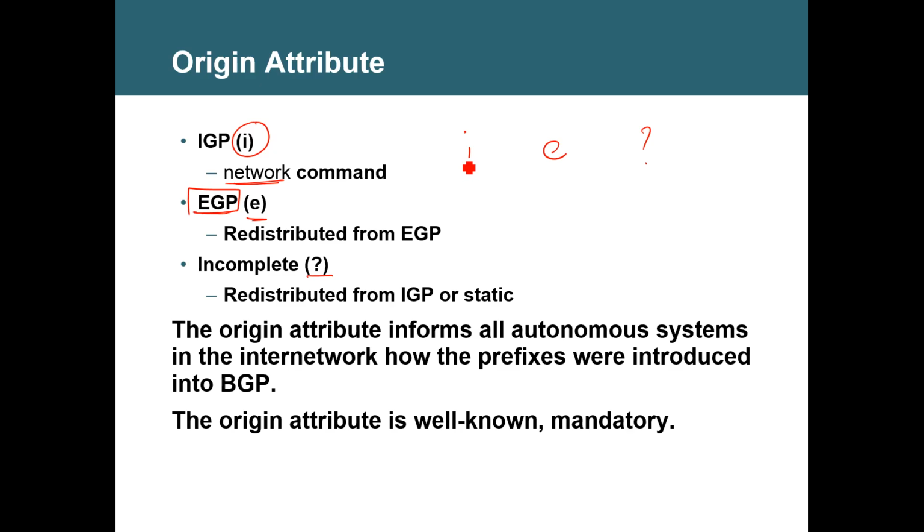Right? So the origin attribute informs all autonomous systems. See, very understandable word, very easy to understand word. All autonomous systems. Let's say this is the world, and at this end of the world, one router is there. Here you redistributed. On the other end of the world, there is one router here. It can tell you that it has been redistributed.